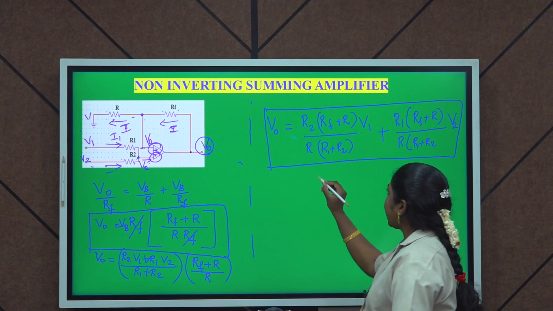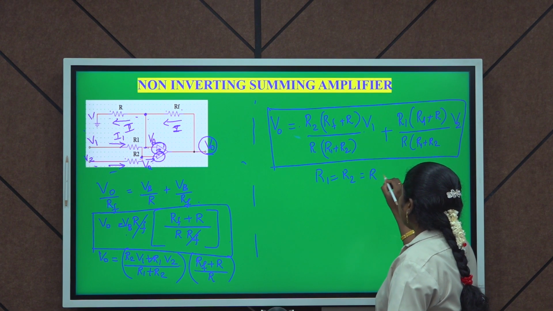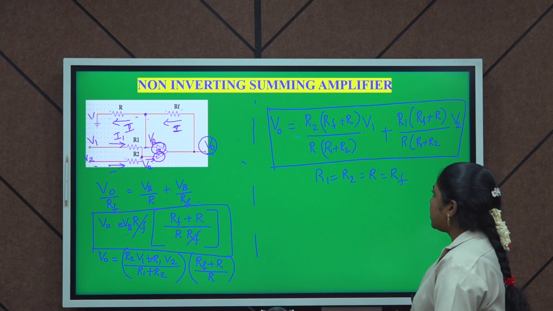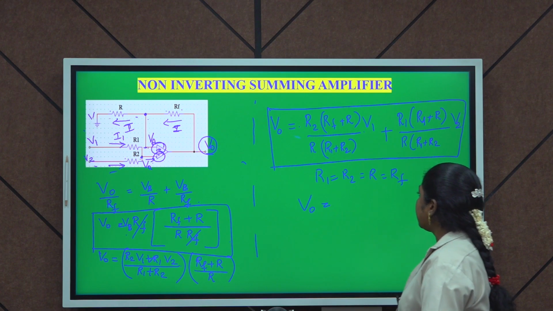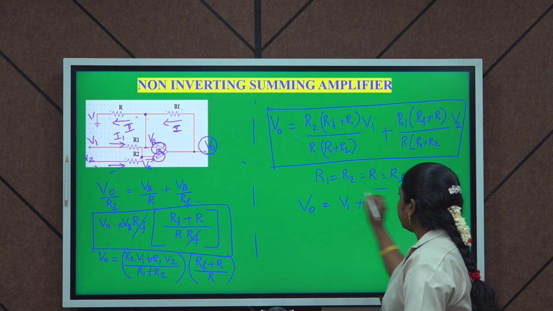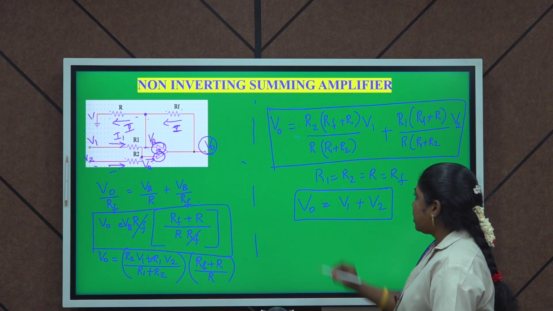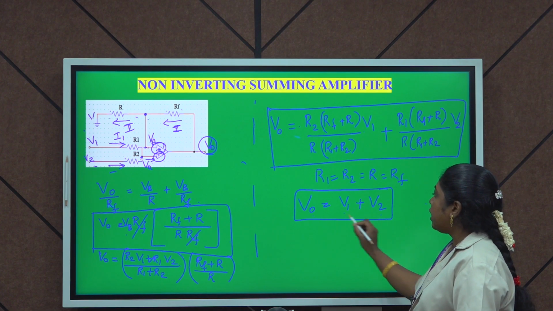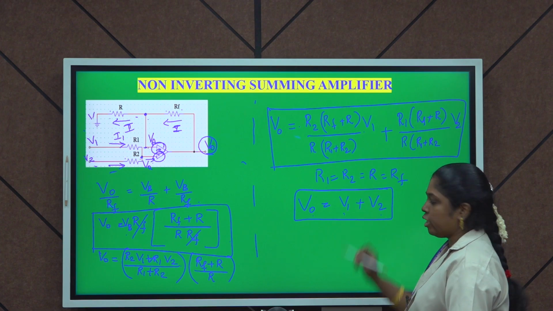Here we will consider a condition, that is R1 equal to R2, which is equal to R, which is also equal to RF. So all these four resistance values are the same. When all these four resistance values are the same, the output voltage V naught will be equal to V1 plus V2. So the inference from this equation is that the output voltage of the non-inverting summer is the summation of the input voltages V1 as well as V2.